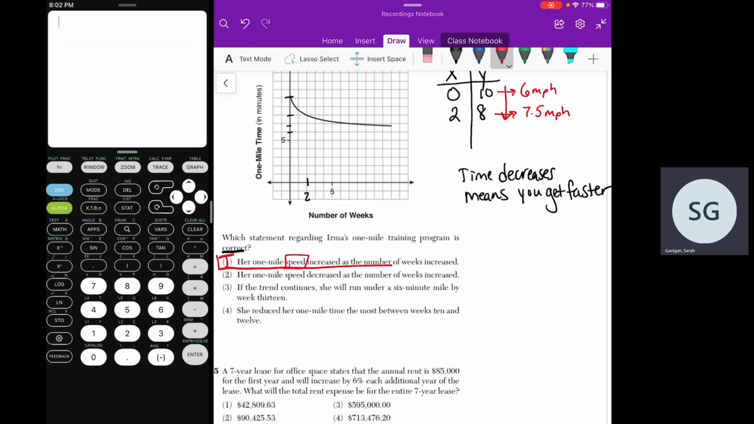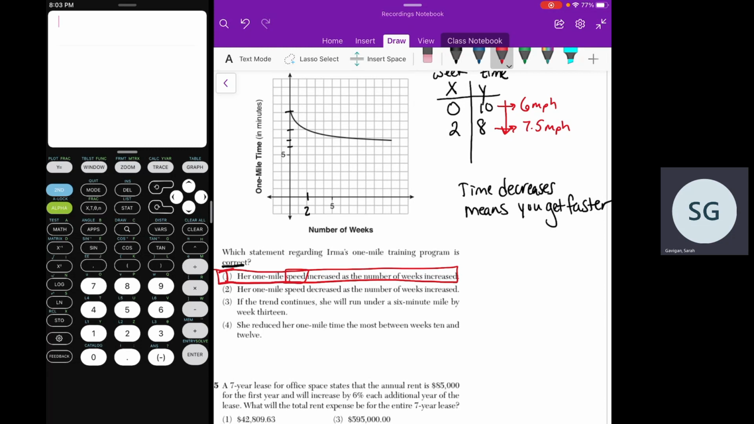This is the right answer, but let's look at the other ones because a good test taker does all of the questions, all of the choices. Her 1 mile speed decreased as the number of weeks increased. Well, you can see why this is an answer choice because it looks like it's going down. So if you're not reading carefully, you might accidentally choose that one. But her 1 mile speed is not decreasing. Her time is decreasing. So her speed isn't, but her time is.